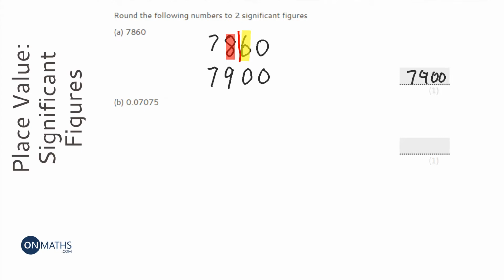Now a good way to check your answer, because a common mistake for this is to write 79, is if you imagine 7,860 people came to your party, and someone said, oh, roughly how many people came, 7,900 is a good estimate. It's roughly about the amount of people who were there. But if you said 79, that would be a bit odd. Okay, and the point of significant figures is to round things, so we're roughly right.